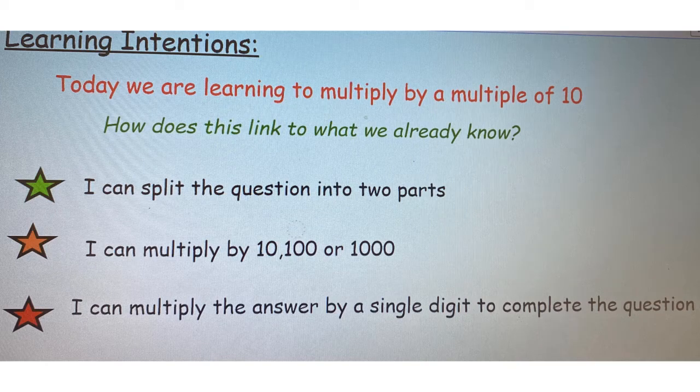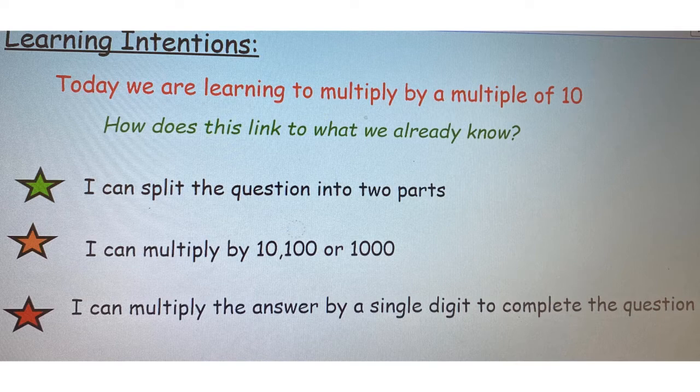Hi folks, so today we're going to put together what you've been practicing over the last couple of lessons, which is multiplying by a single digit and multiplying by 10, 100 and 1000, and we're going to multiply by a multiple of 10, so like doing times by 60 or times by 700 or something like that.